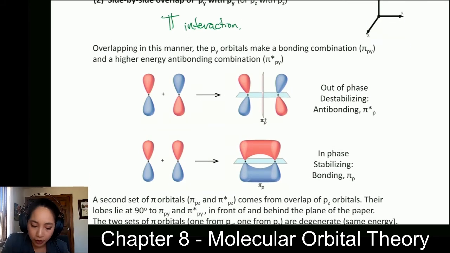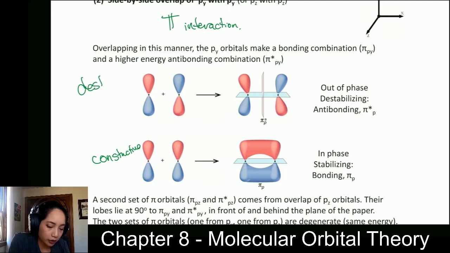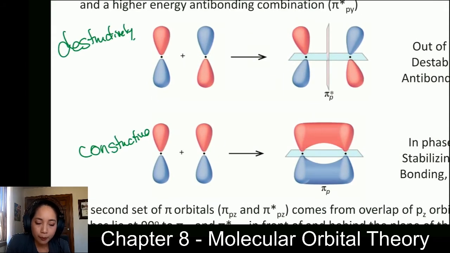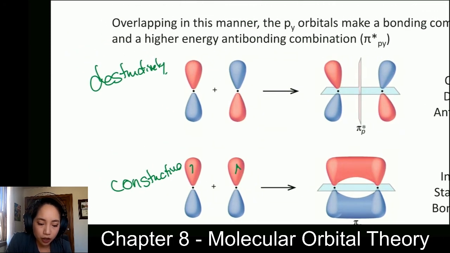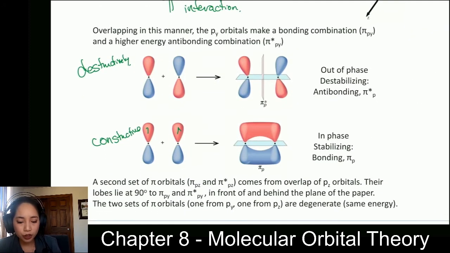So same thing as before. They can either add constructively or destructively. What does that mean? It means in this constructive picture, the phasing is correct. So the electrons are like this, and they can be shared with the same phase. In the destructive picture, the phasing is different. So when they add, they actually cancel each other out. And so what you get is our anti-bonding, destabilized, destructive combination. So this is a pi star interaction.